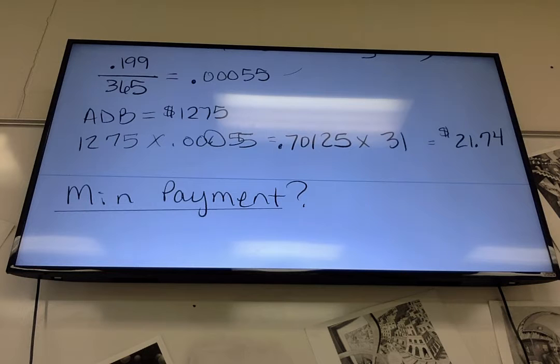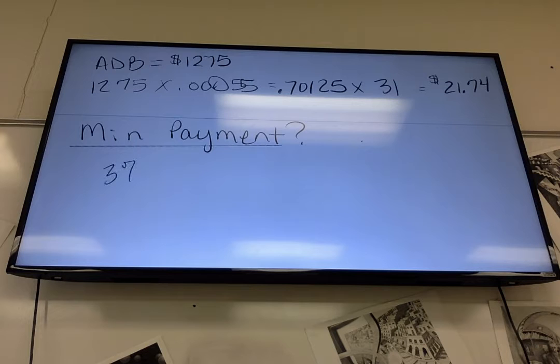According to this, minimum payment is how much? What percent? 3%. So we're going to take 3% of $12.75, the average daily balance. We didn't charge anything extra, so it's just $12.75. Now again, how do we change a percent into a decimal? 3% is how much as a decimal? Yep, 0.03.